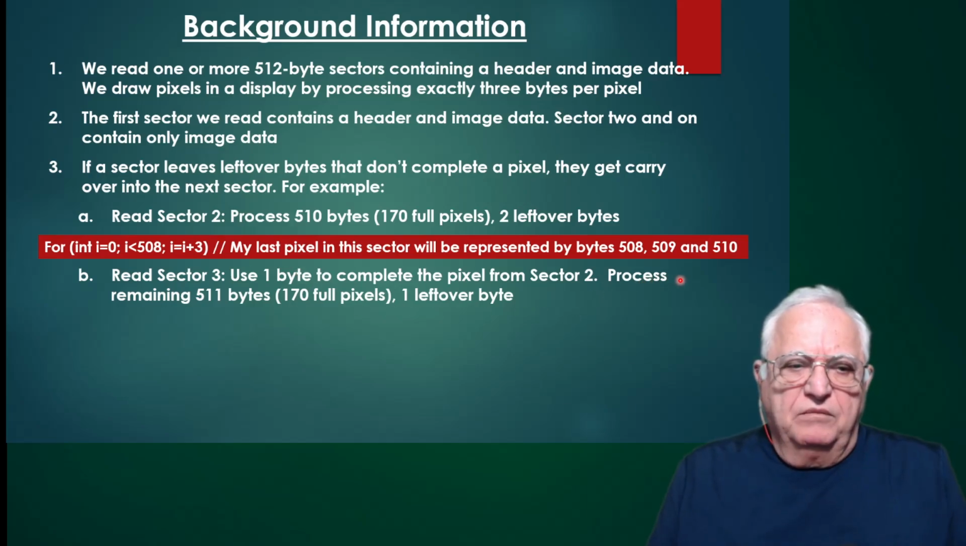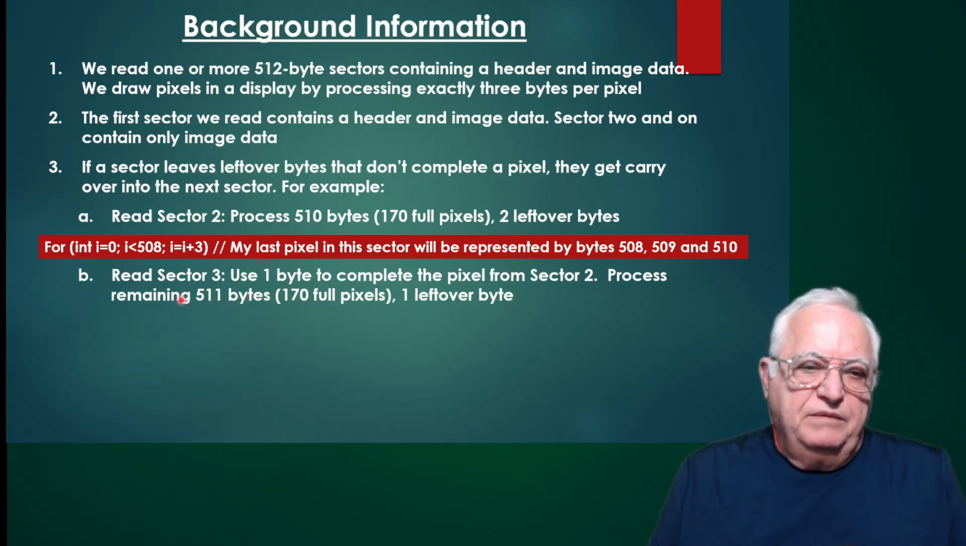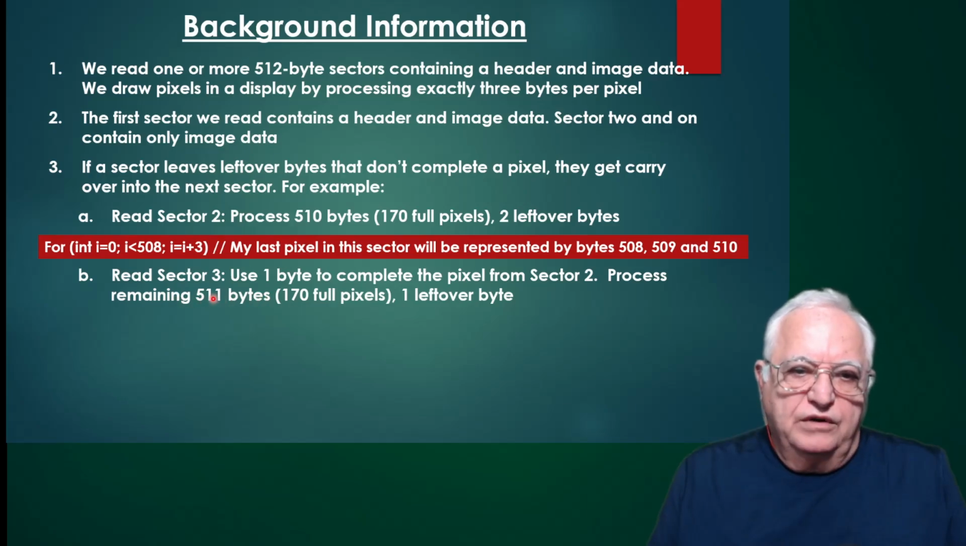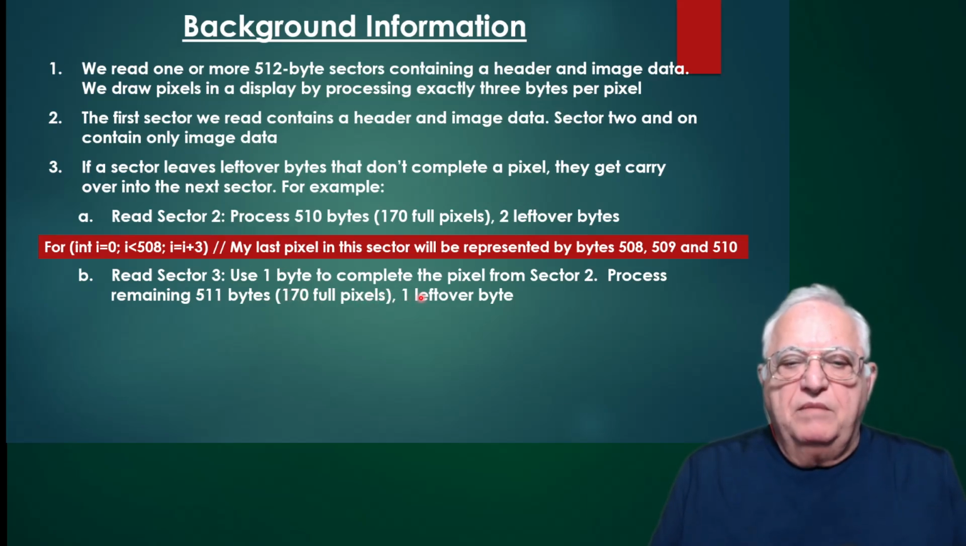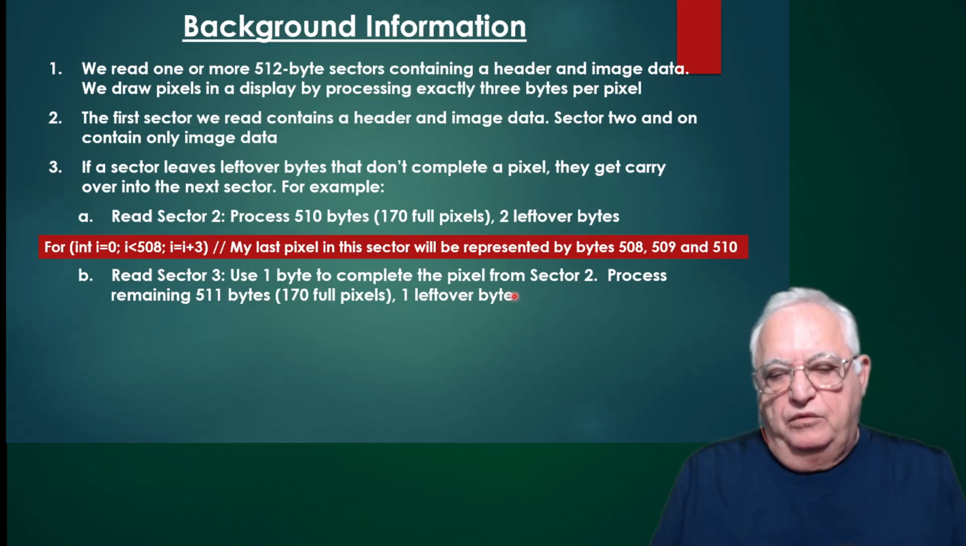Then I'm going to process the remaining 511. So I'm processing 511 because I already took 1 byte from this particular sector, which is going to give me again 170 full pixels. If I divide 511 by 3, I'm going to get 170 pixels, and I'm going to have 1 leftover byte.